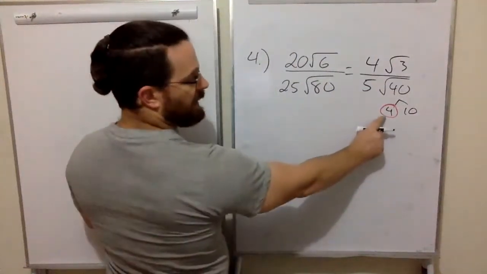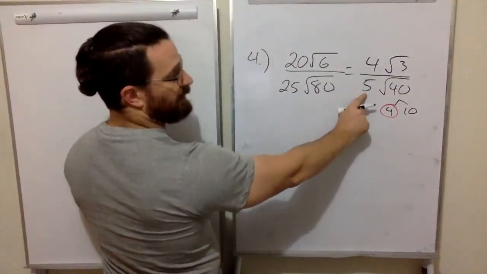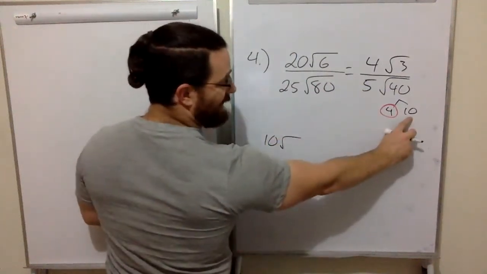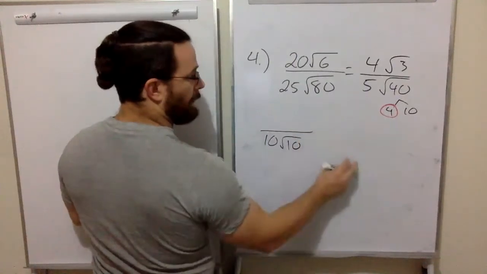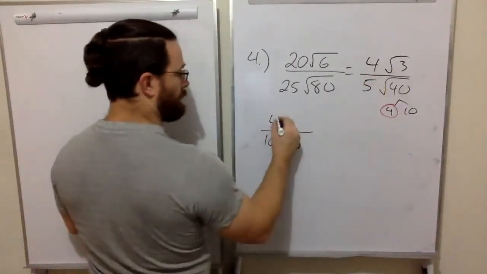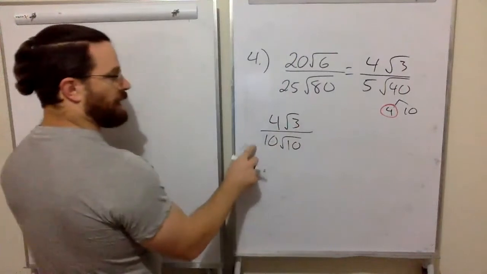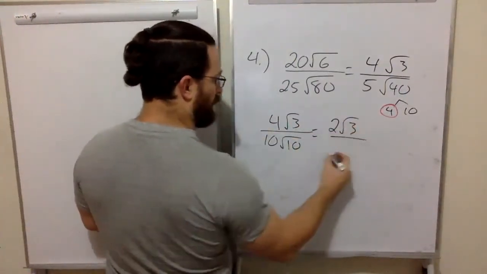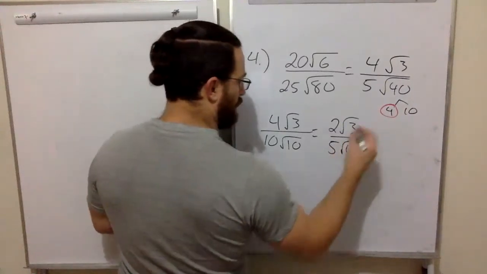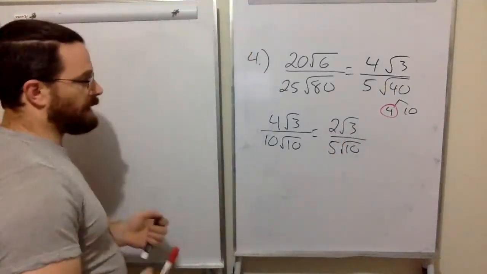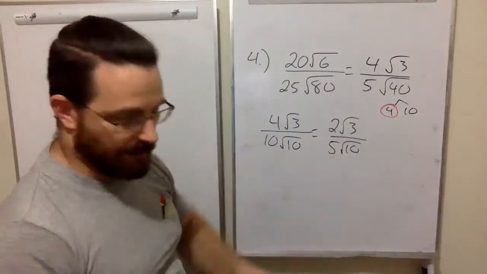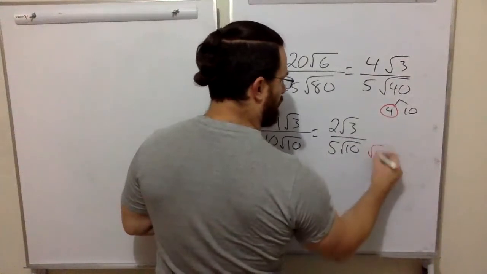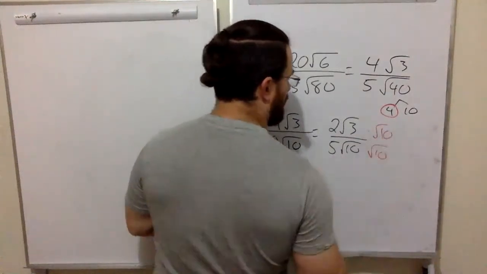So since this comes out as a 2, it's going to multiply with the 5 to make a 10. So I'm going to get 10 on the outside, and I still have a 10 left over on the inside. And then on top, 4 radical 3. I could go ahead and reduce the 4 and the 10, so this is going to be 2 radical 3 over 5 radical 10. And now, since I still have a radical in my denominator, I will multiply top and bottom by radical 10.